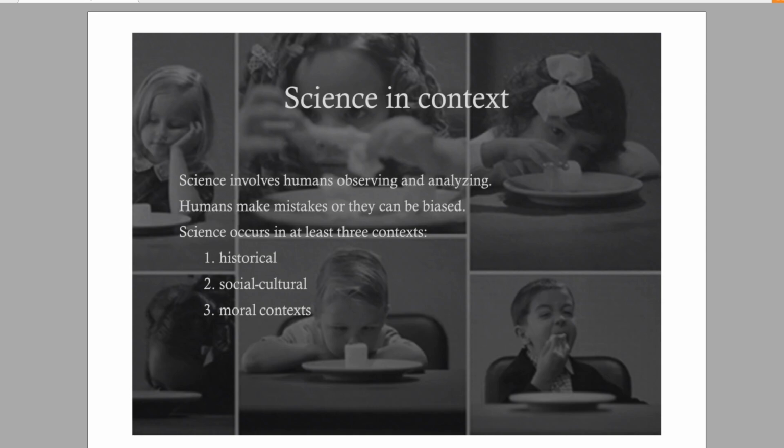Scientists don't exist in a vacuum. Science involves humans observing and analyzing. As humans, we make mistakes, and we are biased. So there are at least three contexts to consider when you're considering scientific research: historical context, sociocultural context, and moral context. Historical means things like: what was the political context of the time, why did that research take place at that time, and what research hadn't been done at that time because of the political context.